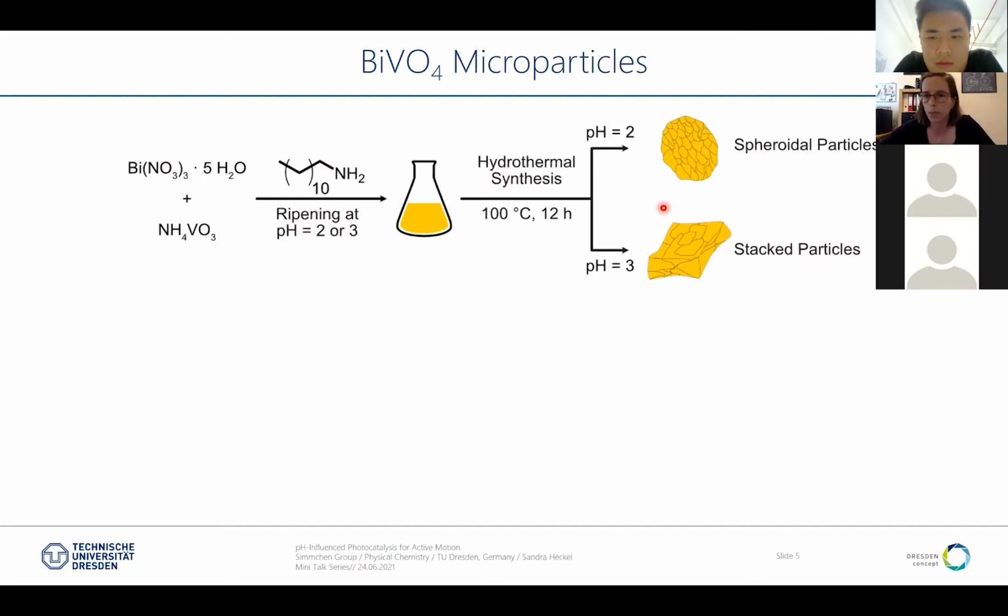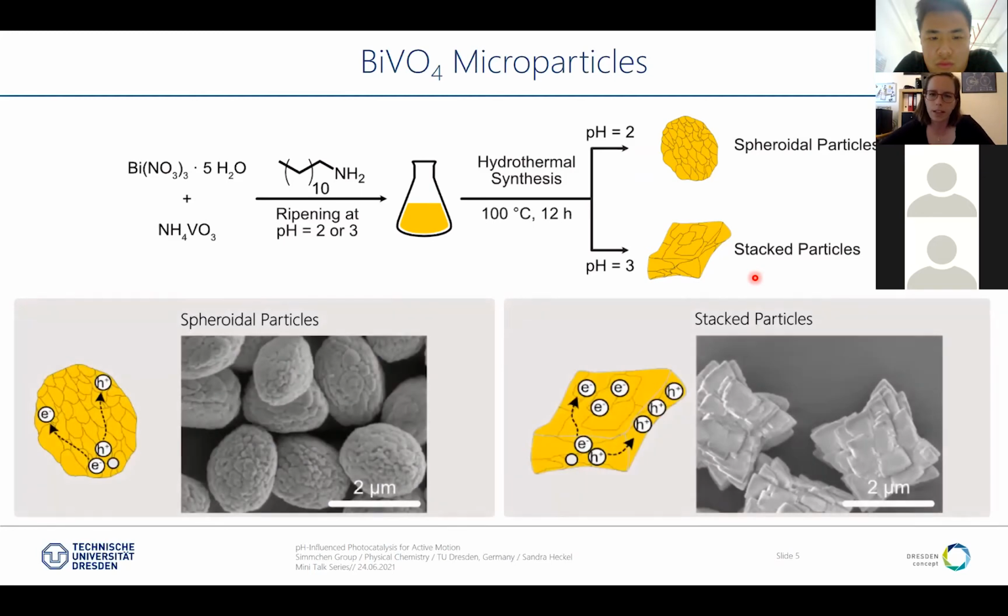By changing the pH in the synthesis from 2 to 3, I can also change the particle shape. You can see here in the SEM images, at pH 2, we get these rather spheroidal particles, and at pH 3, we get these ones that we call stacked or sometimes also square-shaped particles.